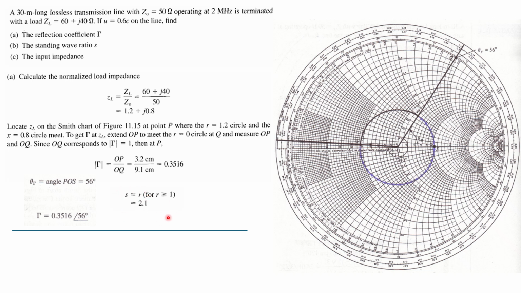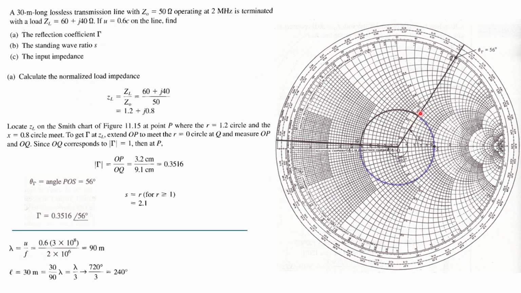If you want to find out the standing wave ratio, simply draw one circle by considering the center 0 and ZL, point P. Draw the circle, and wherever your circle cuts the X equal to 0 line, that value will be the value of S, right? So the value is 2.1.